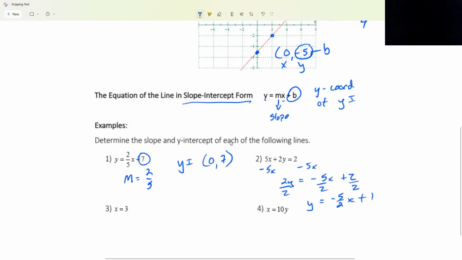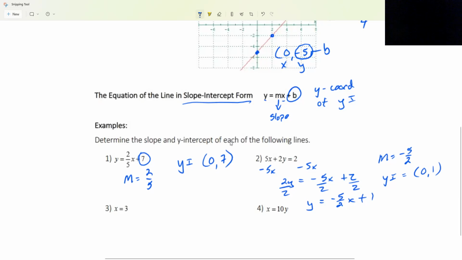So what's the slope here? Well, the slope is negative 5 halves. Remember, it's just that coefficient in front of x. Don't include x. And the y-intercept is going to be 0, 1. In your program, sometimes they'll ask you for the y-intercept, but they'll just want you to put in the y-coordinate, not as an ordered pair. Sometimes it's really confusing as to which way they want it.